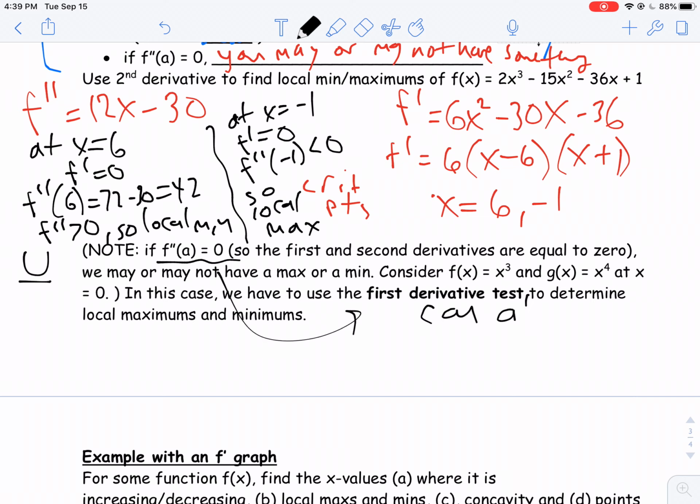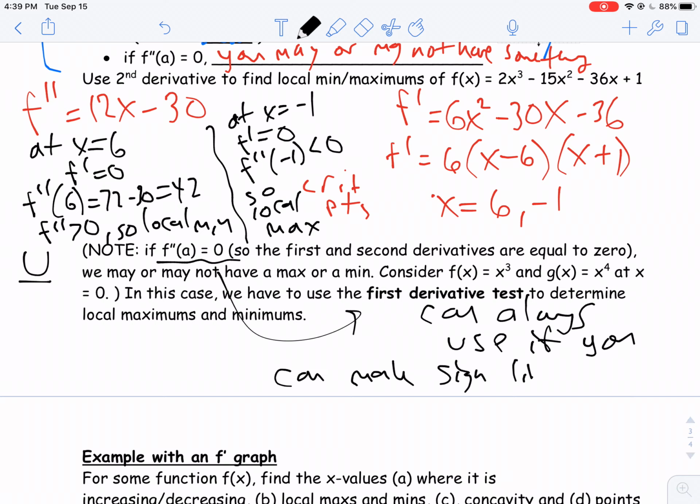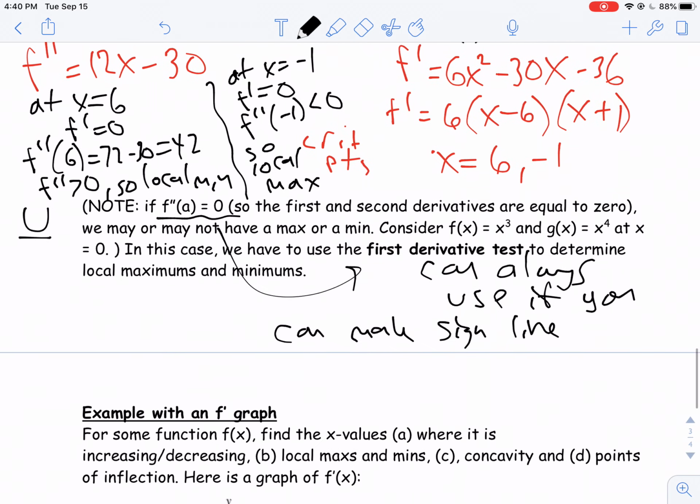So you can always use the first derivative test if you can make a sign line graph. If there's something that's preventing you from making a sign line graph or seeing the signs in some other way, then the second derivative test can be useful. And we'll see that throughout the year. Okay, so just remember that's an alternate way to determine mins and maxes.